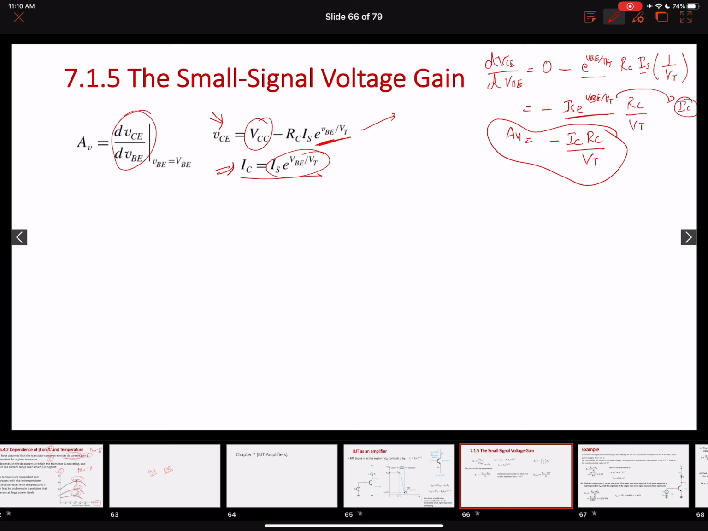Now we have an overlapping thing, but essentially the value is the same. I can write this value over here: minus IC RC over VT.